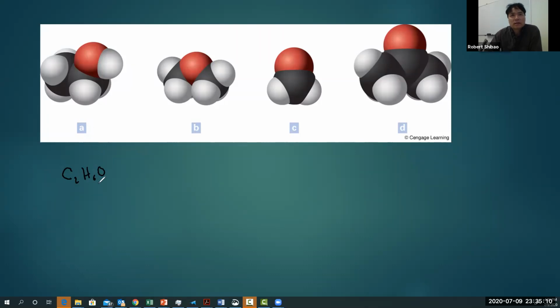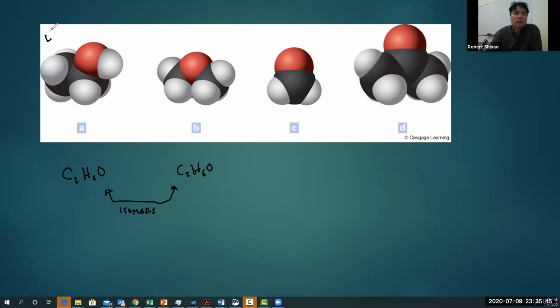Now, C2H6O, this is also C2H6O. But if you look at the structure, do you see the structure is different? Even though both of these consist of the same atoms. These are called not isotopes, these are called isomers. Isomers have the same composition but different structure for molecules. And so these are 2 isomers.